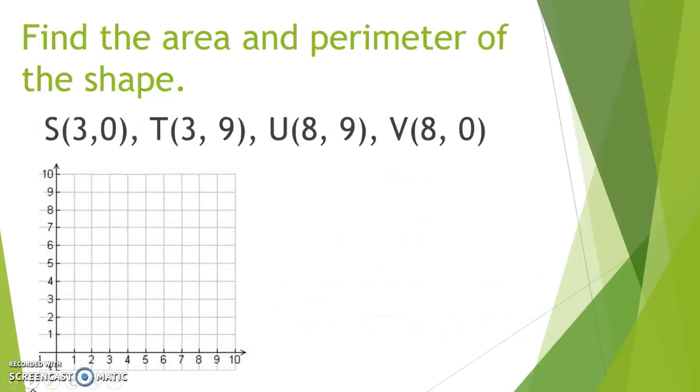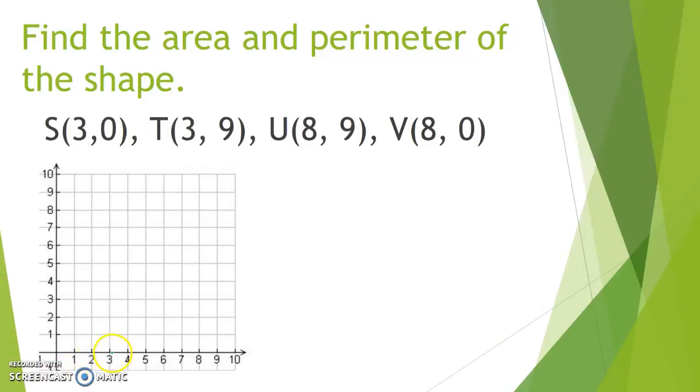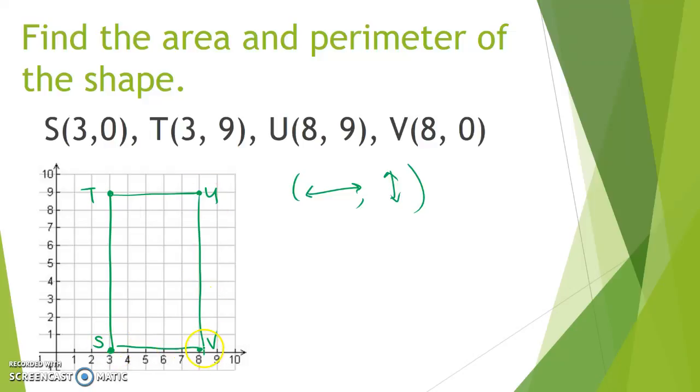Next problem. Find the area and perimeter of the shape. Again, we have to plot our points first. So 3, 0. And again, if this helps, I'm going to do left to right first, then up or down. So 3, 0 is S. 3, 9 is T. 8, 9 is U. And then 8, 0 is V. I'm going to connect those together. This one is actually a rectangle. So I'm going to find the perimeter of the rectangle and the area.